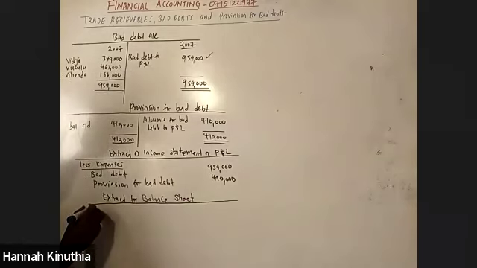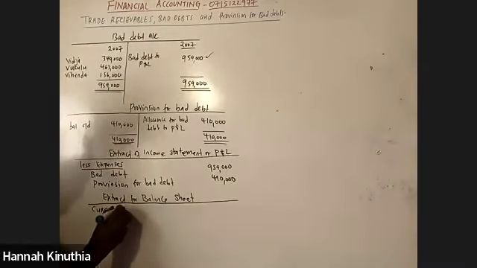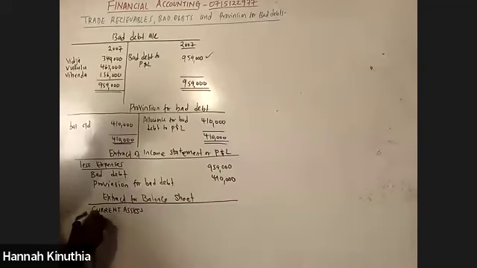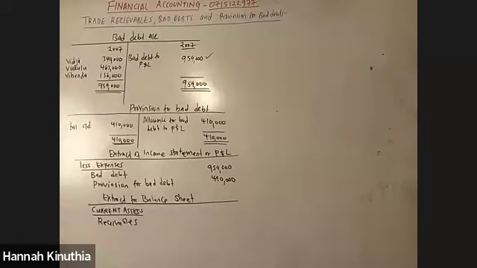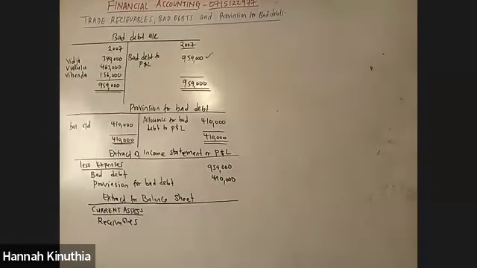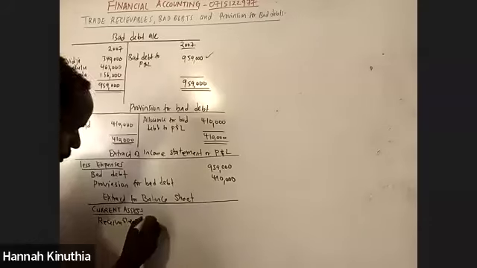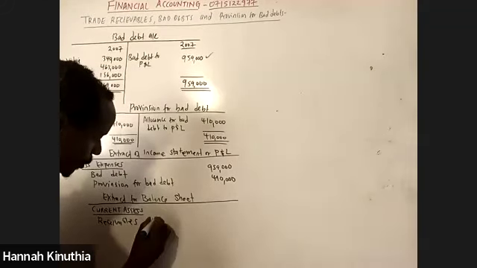Now we have current assets. So we have the receivables. So how much is the value of the receivables from the question? Who can tell us the value of the receivables from the question? What is the value of the receivables? $14,420,000. Ati ngapi? 14,420,000. Yes. Tunaweka in thousand. 14,420.